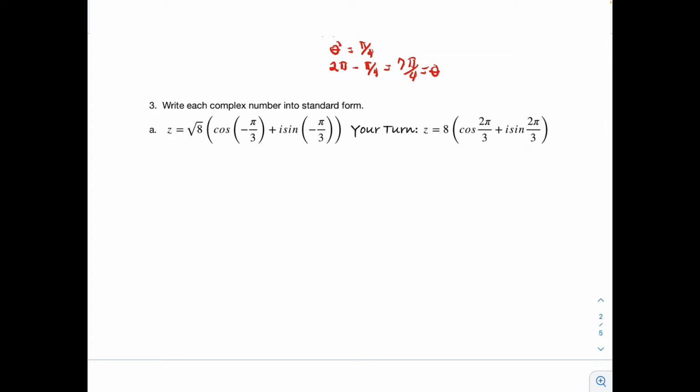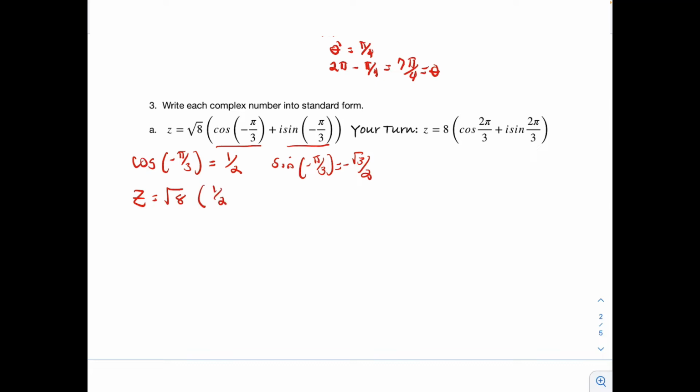Well, we know that the cosine of negative pi over 3 we can figure out to be 1/2. And we know that the sine of negative pi over 3 from the unit circle is equal to negative square root of 3 over 2. So I could substitute in place of cosine of negative pi over 3, 1/2. In place of sine of negative pi over 3, I can substitute in negative square root of 3 over 2 i.